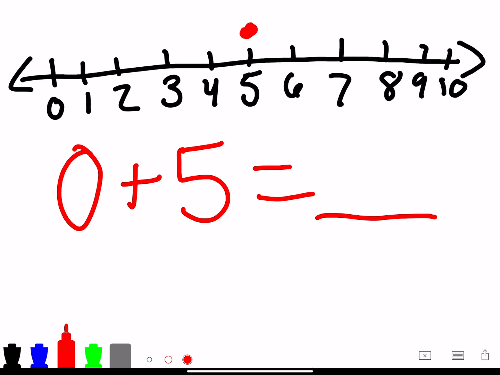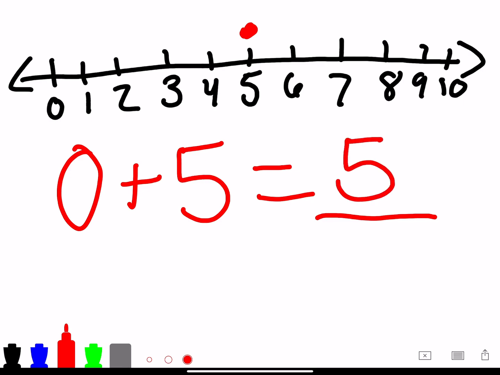But this is kind of tricky since 0 has no value. 0 means nothing. 0 means you're getting no more or no less. So if you do 5 minus 0, you're still going to get 5. If you do 0 plus 5, you're still going to get 5 because with 0, you're not gaining or losing anything. So you're not moving anywhere. So that means your answer is going to be 5.